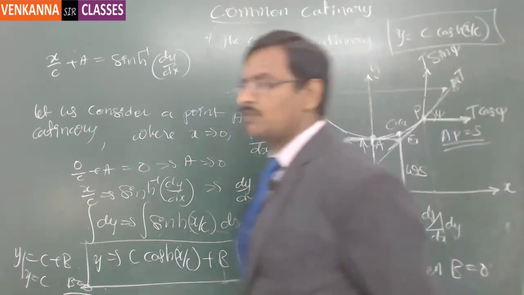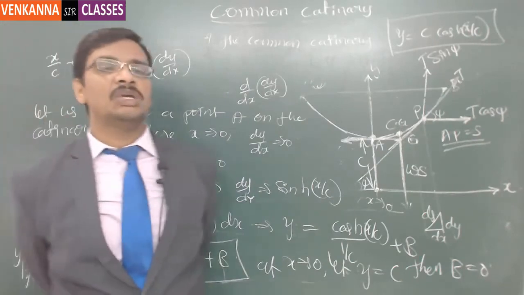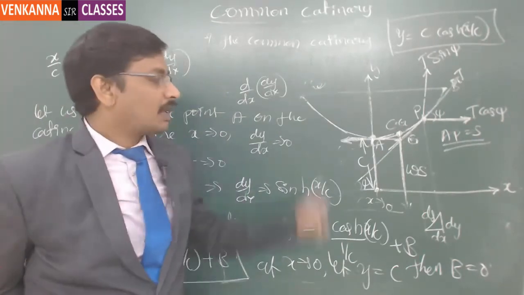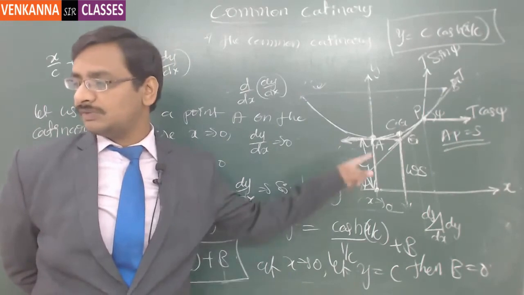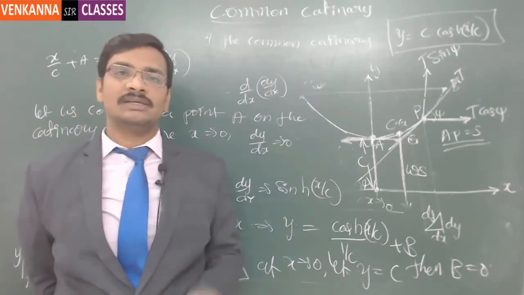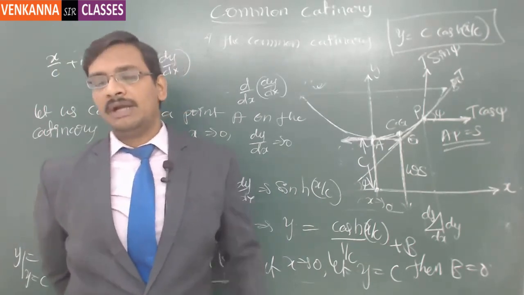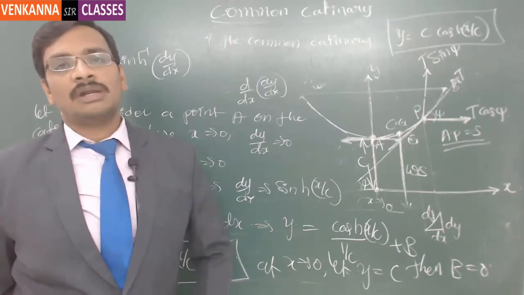So there are two different forms of the common catenary we have introduced. One is the intrinsic equation, which is simply the arc length expressed as a function of the angle psi. So s is equal to c tan psi. This is called the intrinsic equation of the common catenary. And the second one is the Cartesian form of the common catenary.